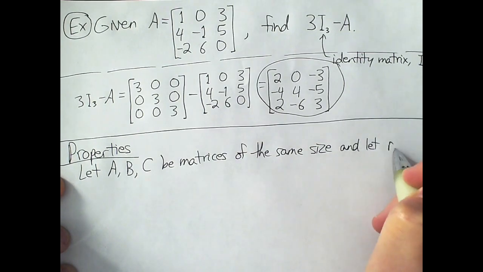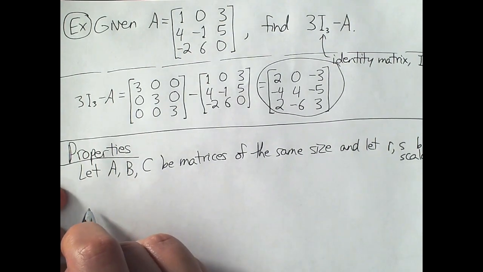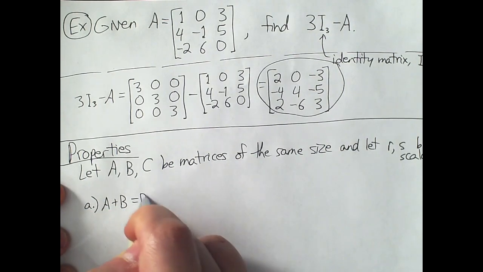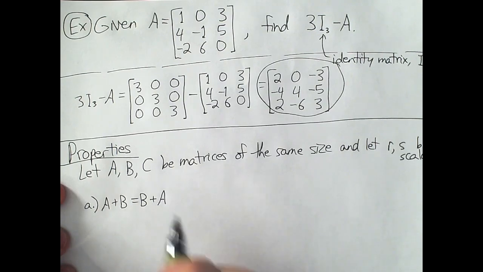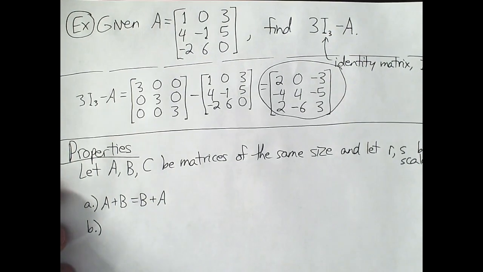And let R and S be scalars. There's going to be 6 little properties here. Property A is that A plus B equals B plus A. Seems reasonable, right? Since we're just adding the corresponding entries, and this is called being commutative. This is saying that matrix addition is commutative.